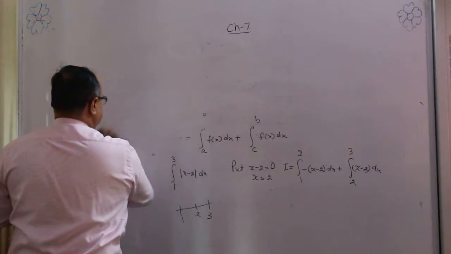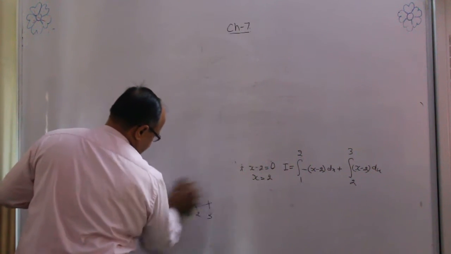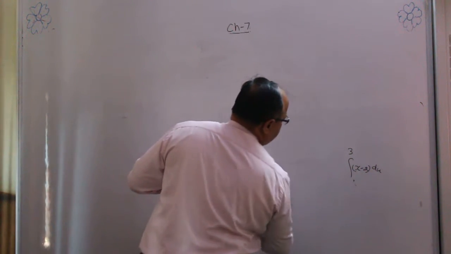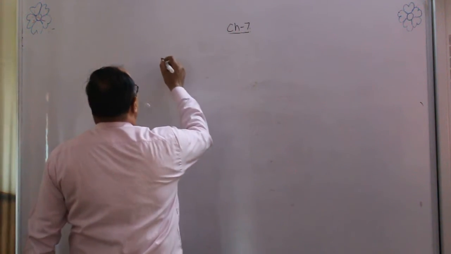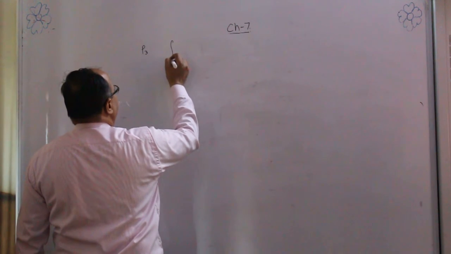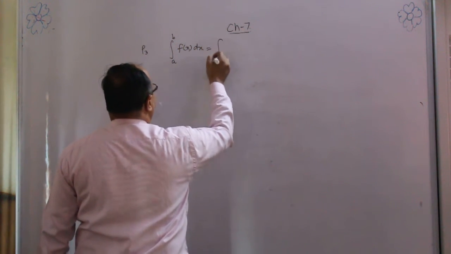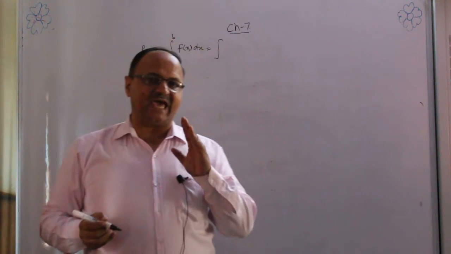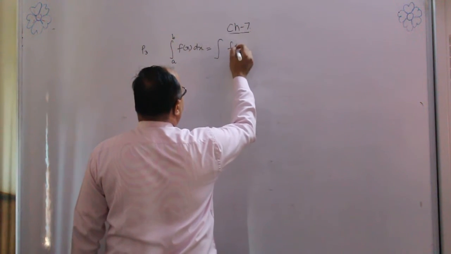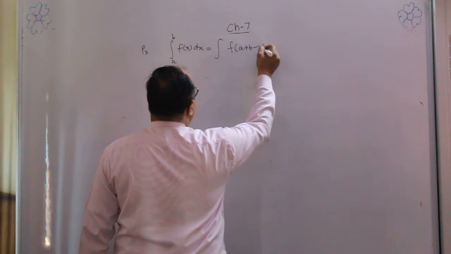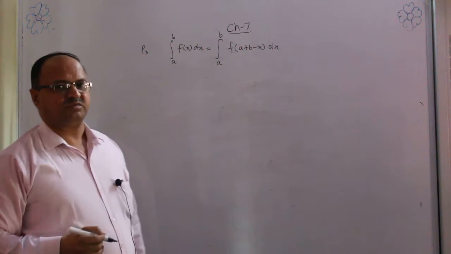Property number third, a very important property. Most questions are asked in the board examination. Property number P3: integration a to b f of x dx. In this property, we replace x by a plus b minus x. So therefore you can say integral a to b f of a plus b minus x dx. This is property number P3.